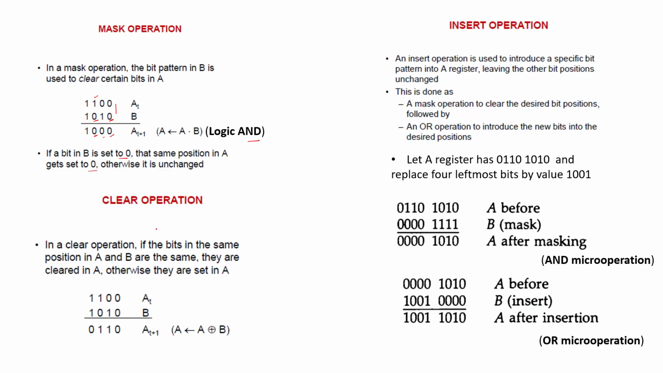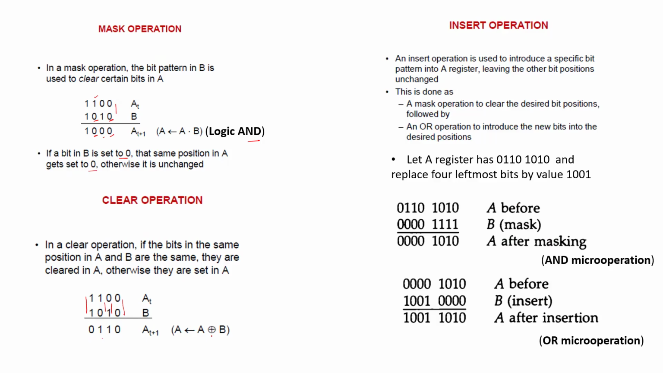Next we have the clear operation. In the clear operation, if the bits in the same position in A and B are the same, then they are cleared; otherwise they remain the same. Like here, both are 0, 0, no problem, already clear means it stays 0. Here the MSB of both is 1, so clear means it becomes 0. But here you see both are different bits, 0, 1 and 1, 0, so this value remains 1, 1. It's not cleared.